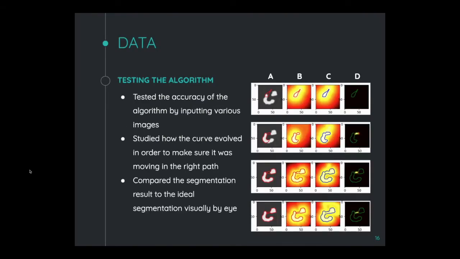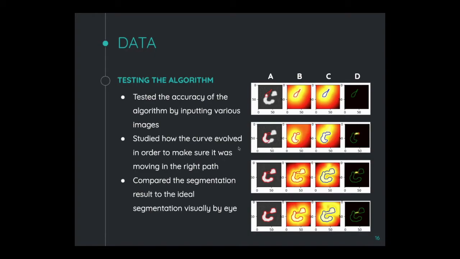The algorithm was tested by inputting various images and studying the curve evolution and accuracy of each segmentation. The segmentation result was then compared to the ideal segmentation visually by eye. The images on the right display snapshots of a few points in time while the algorithm is running.